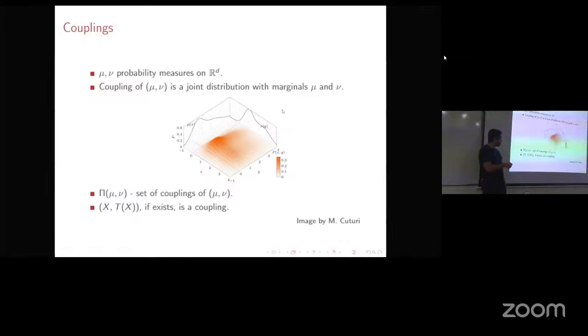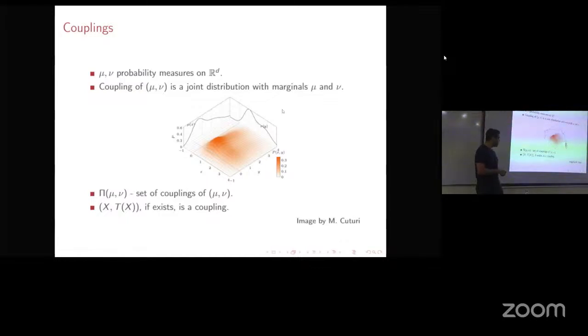Now, how do I know that the set of couplings is non-empty? There's always an obvious element in it, which is a product measure. If you take mu cross nu, the product measure, then that's a joint distribution with mu and nu as marginals. So this is always non-empty. And this is also a nice convex set of probability measures. If you take two measures with marginals mu and nu, and you take a mixture of the two, then of course the resulting mixture will also have marginals mu and nu. Okay, so it's a nice convex set.